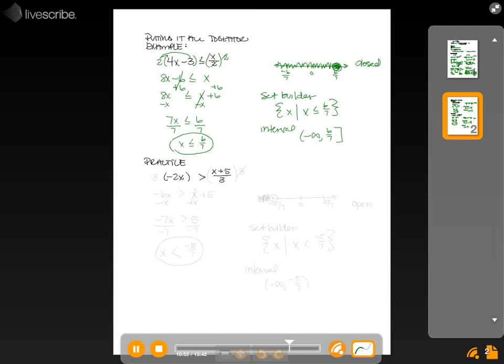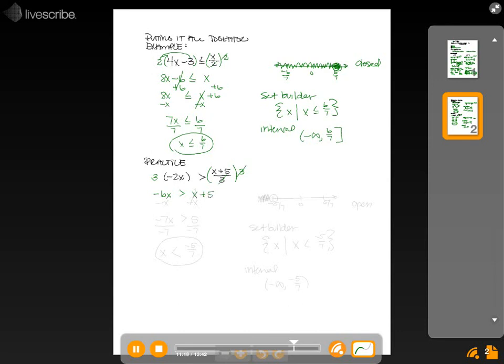All right, we've got negative 2x is greater than (x plus 5) over 3. First thing we want to do is get rid of the fraction. So we're going to multiply both sides by 3. Now we multiplied by a positive number, so there's no reason for the sign to change. 3 times negative 2x is negative 6x, still greater than x plus 5.